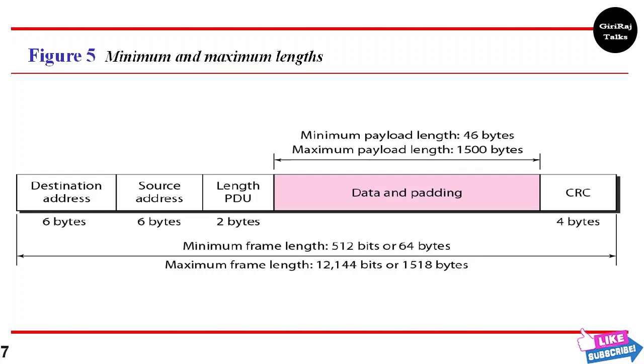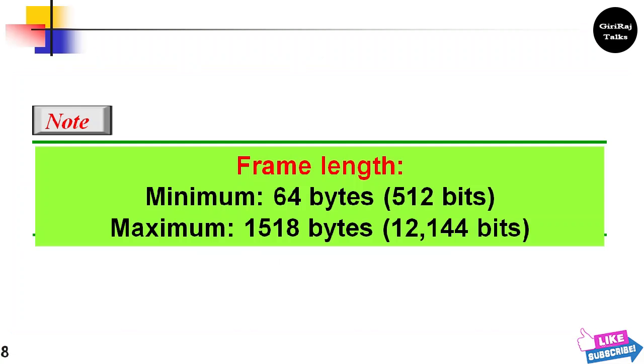The maximum length restriction has two historical reasons. First, memory was very expensive when Ethernet was designed. A maximum length restriction helped to reduce the size of the buffer. Second, the maximum length restriction prevents one station from monopolizing the shared medium, blocking other stations that have data to send. See, in this you must remember one thing.